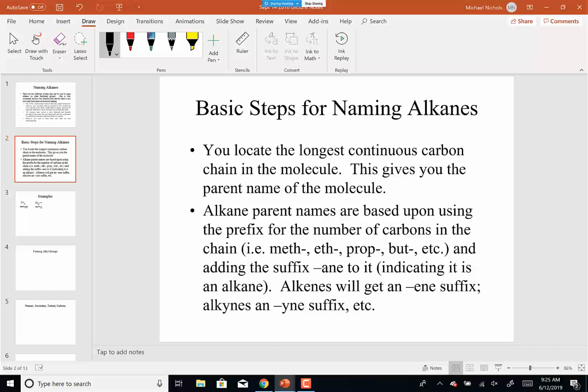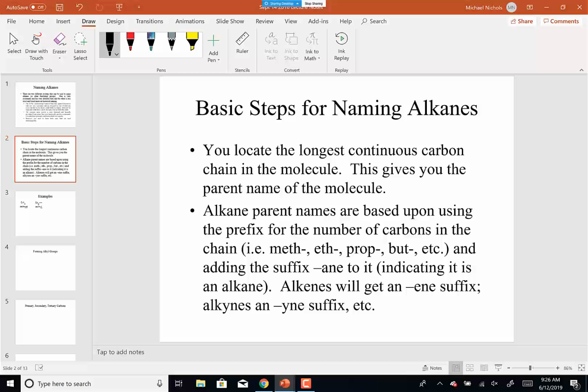And if there's more than one group, then we have to add a prefix that tells us how many of those groups there are. Now in here what it says is it's a prefix for the number of carbons in the chain. So we go meth, eth, prop, but, pent, hex, hept, right, it's not sept, it's hept, then oct, non, and dec, and then after that I'll give it to you. If it's 11, it's like undec.